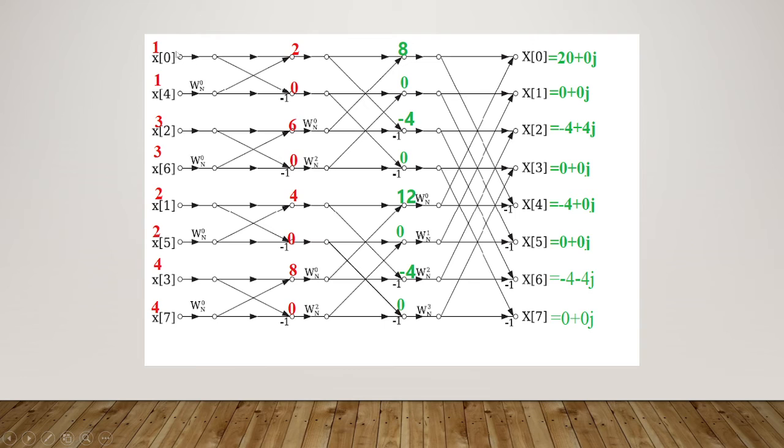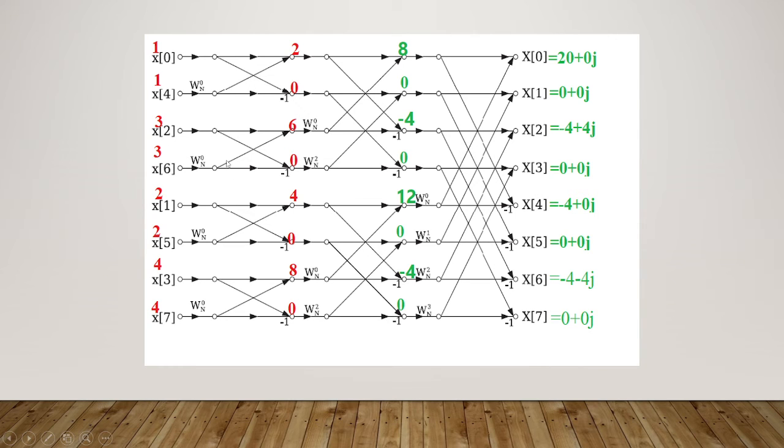indices are written in the form of bit reversal, and x of 0 and x of 4 have the value 1, x of 2 and x of 6 have the value 3, x of 1 and x of 5 have the value 2, and x of 3 and x of 7 have the value 4.